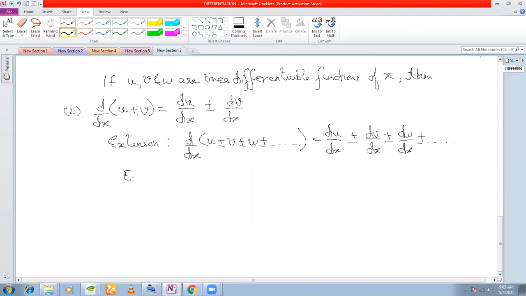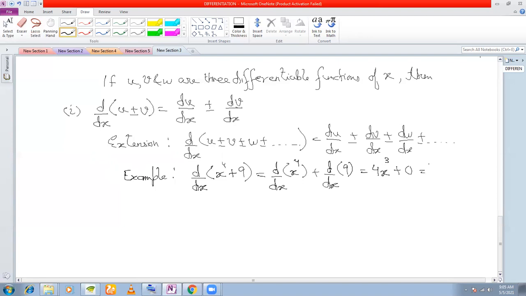And an example of this is, let us take d/dx of, say I want to find x to the power of 4 plus 9. Okay, then how do I do it? What I do is I take them separately, d/dx of x to the power of 4 plus d/dx of 9. And I know d/dx of x to the power of 4 to be 4x cubed, using x to the power of n minus 1, plus 0, which is simply 4x cubed. Okay, perfect example to start with.